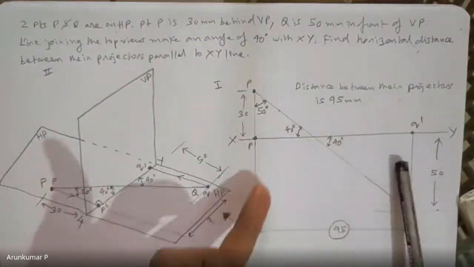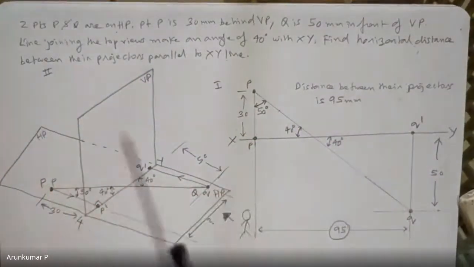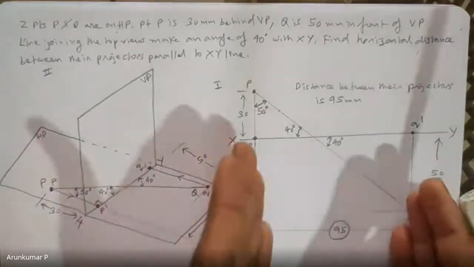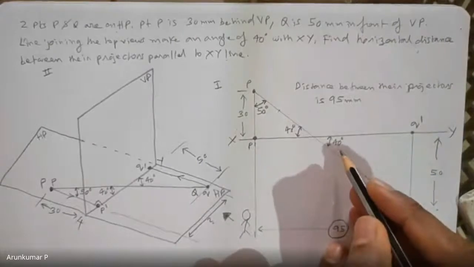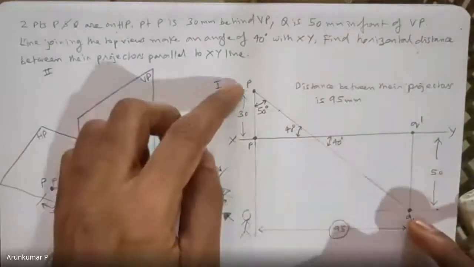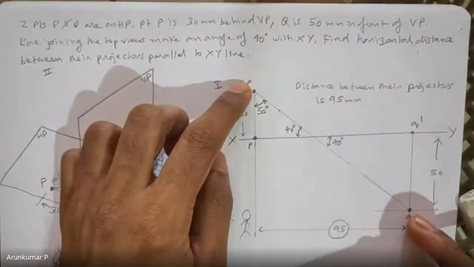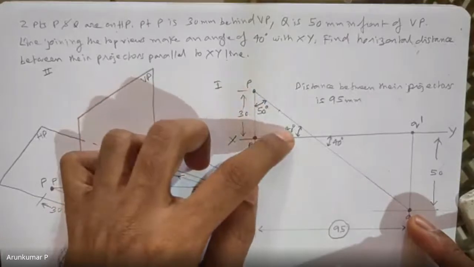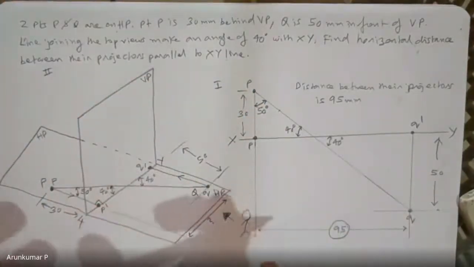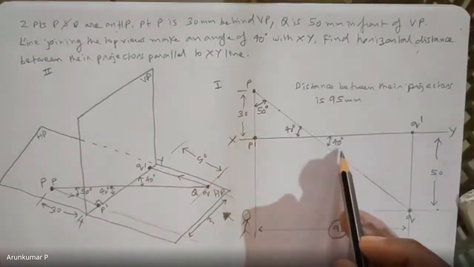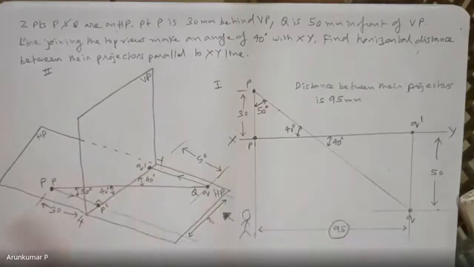And you will have to find the horizontal distance. Or it may be the other way around. The horizontal distance is given to you. This 95 mm is given to you. You have to find out this angle 40 degrees, that is the line joining their top views or their front views. At what angle is it inclined to XY line? So these are the two possible ways in which these type of problems can be given. Either find the angle or find the horizontal distance. One of the two. Okay.